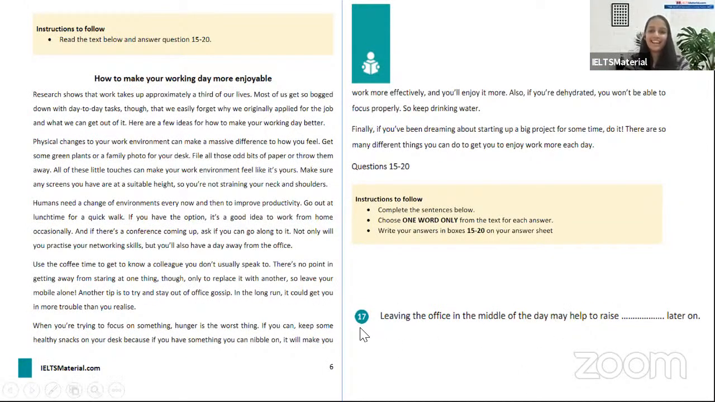So next question. Leaving the office in the middle of the day may help to raise blank later on. So let's have a look at the upcoming passage. Let me know what the answer is.